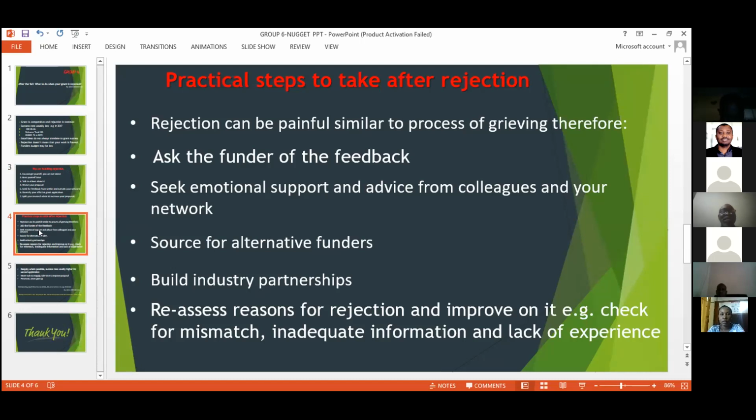You can particularly contact the funder to get comprehensive feedback on their comments on the review of your grant proposal. That will make you know exactly where you are lacking. Seek emotional support and advice from colleagues, your network and your mentors. Then source for alternative funders as well, as has been said. You can also extend your relationship and collaboration to companies, to industries, and so forth. Then we have to reassess the reason for rejection and improve on it. That has been mentioned, and that will make you gather more experience and so on.